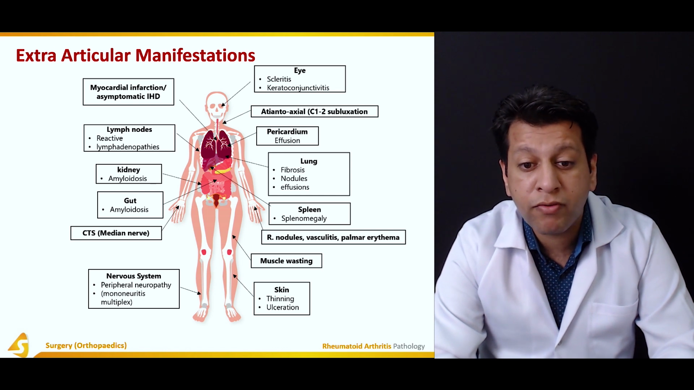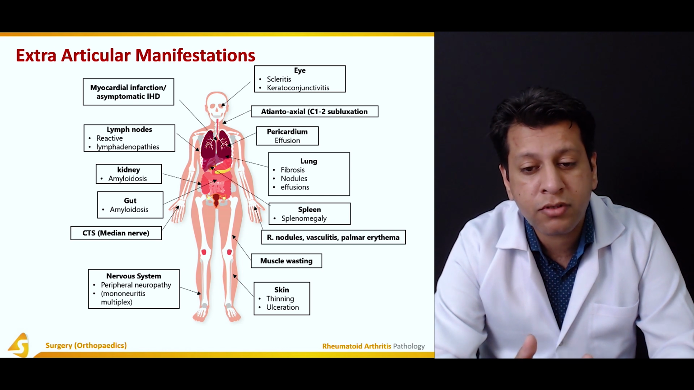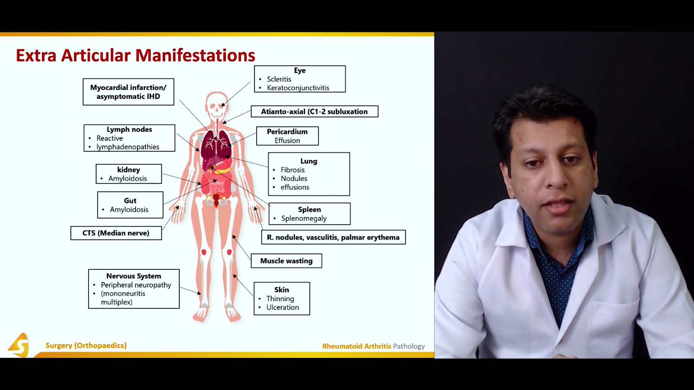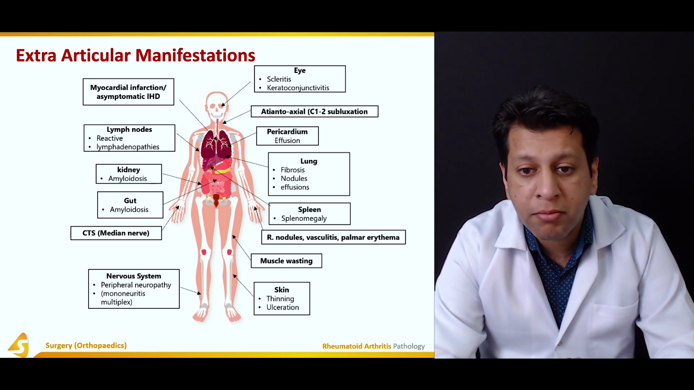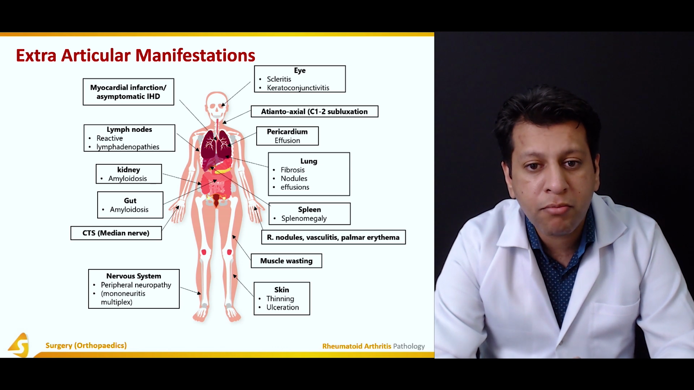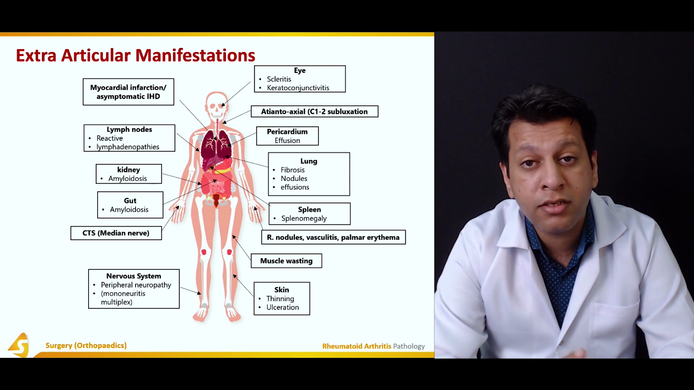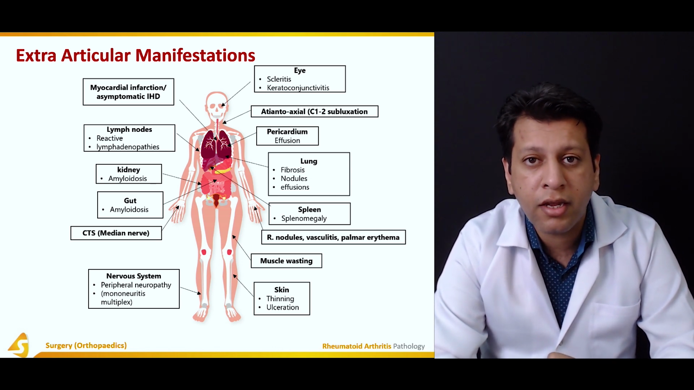There may be amyloidosis, that is production of beta amyloid proteins and their deposition, especially in the intestine and the kidney. Then there is lymph node increase; lymphadenitis and lymphadenopathy may be positive in these patients. Most common is myocardial infarction and asymptomatic ischemic heart disease. Myocardial infarction, pulmonary fibrosis, and atlantoaxial subluxation are among the most common causes of death in end-stage rheumatoid arthritis patients.